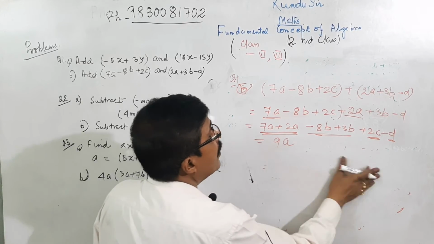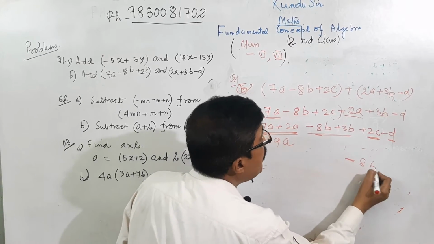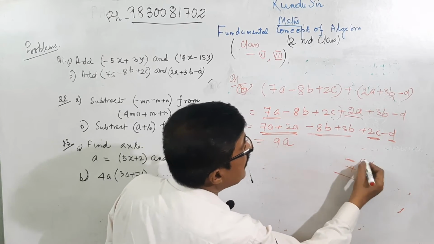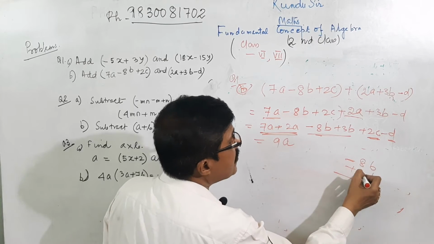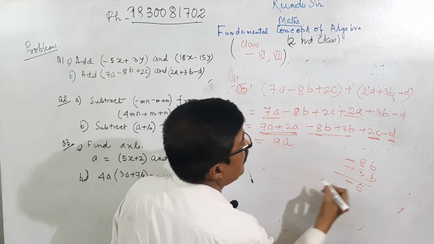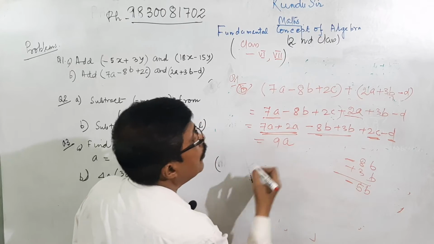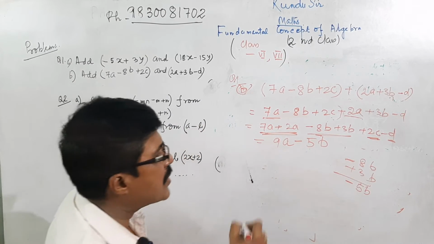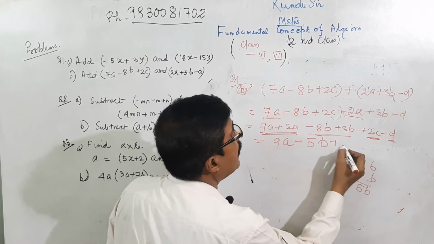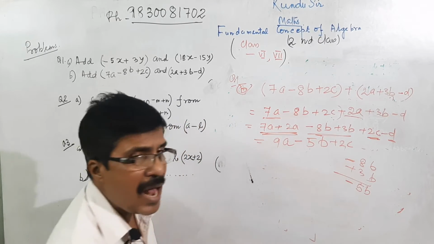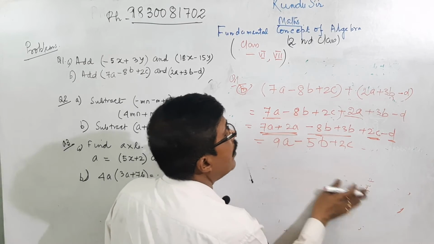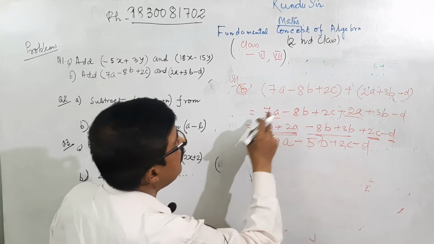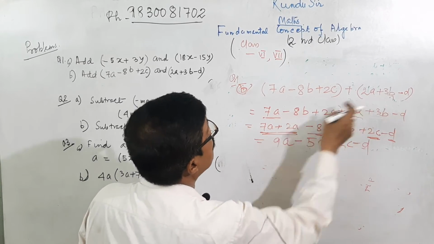Then here minus 8b plus 3b. The net result of minus 8 plus 3 equals minus 5. Then b, we are writing here minus 5b. And c has only one term, 2c, and d is only one term, minus d. So we are getting 9a, 7a plus 2a, 9a.